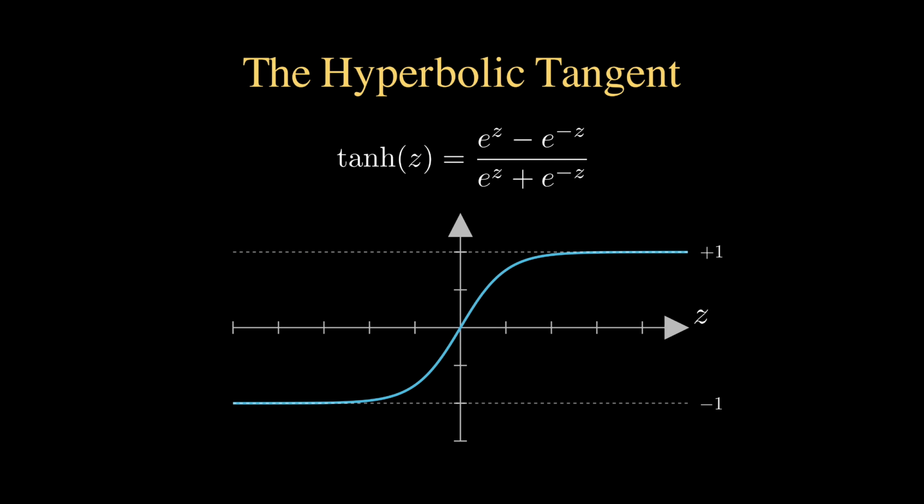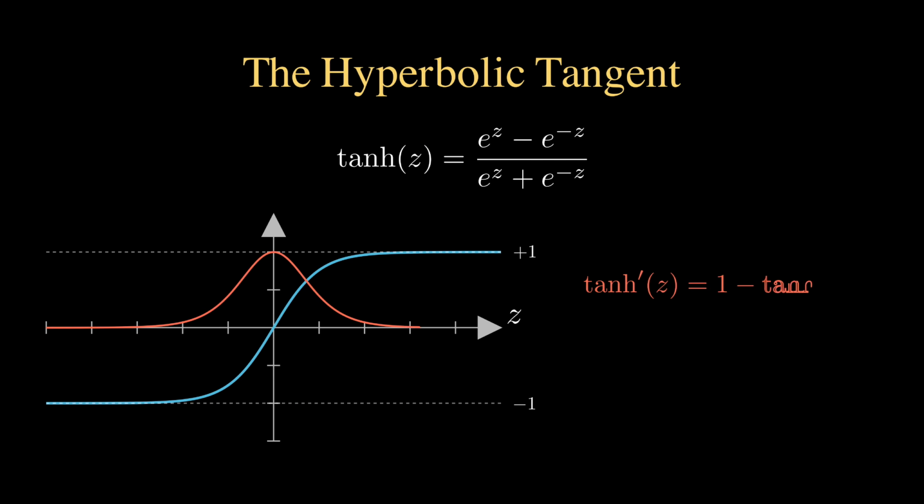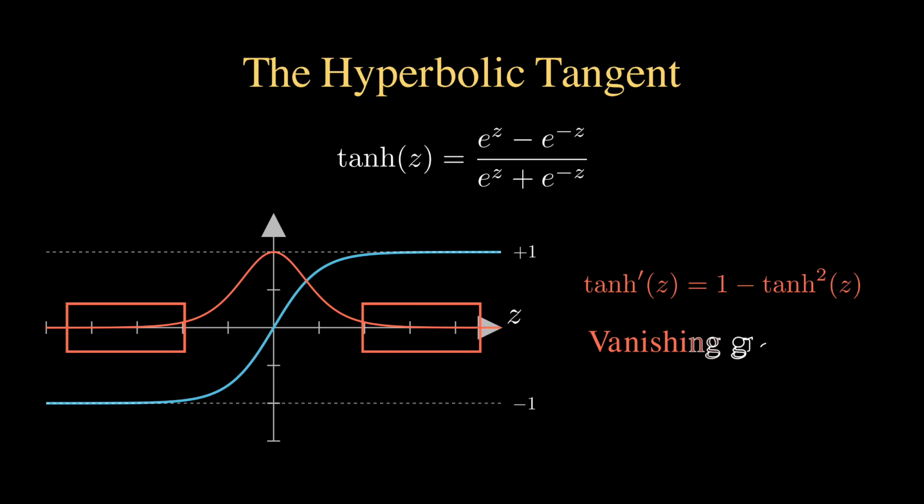But here's the problem. Look at the derivative. In the tails, it flattens to nearly zero. And when gradients are that small, they effectively vanish as they propagate backward through layers. This is the vanishing gradient problem.